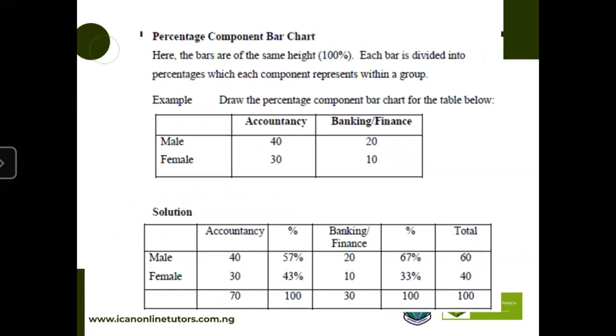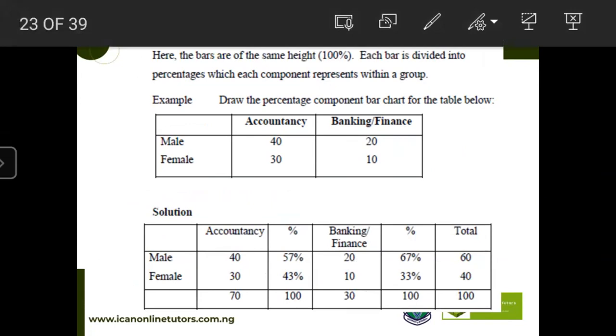Another bar chart is the one that I mentioned, that of the percentage. For the percentage, what is the percentage of male in accountancy? What is the percentage of male in banking and finance? What is the percentage of female in accountancy? What is the percentage of female? To find the percentage, first, what is the total? 40 plus 30, this one is 70. 20 plus 10, this one is 30.